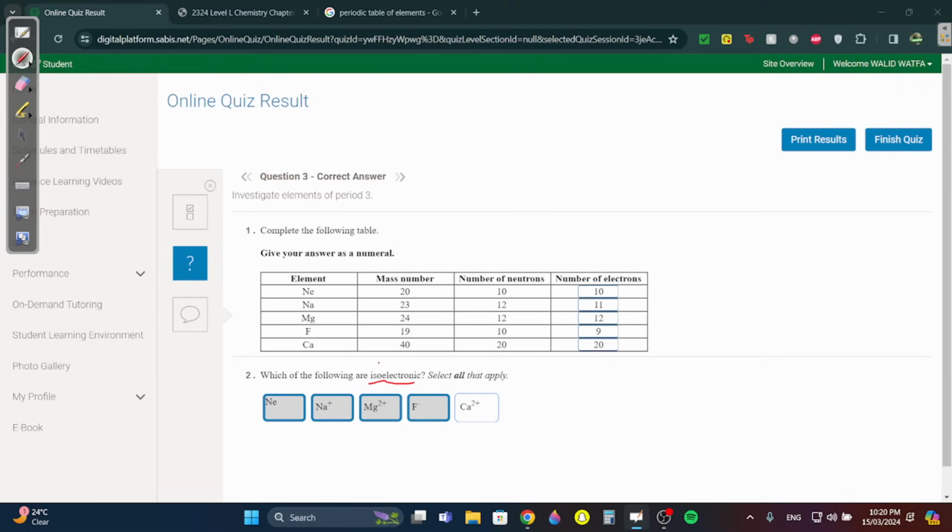Which of the following are isoelectronic? Isoelectronic means, I've said this before, I think, same number of electrons. What does this mean? Let's see. Ne has 10. Okay. Na plus.